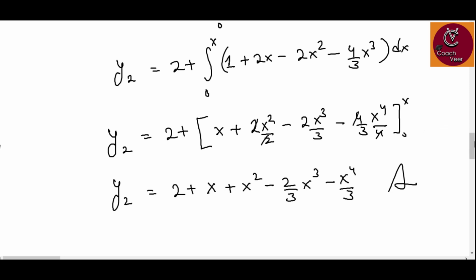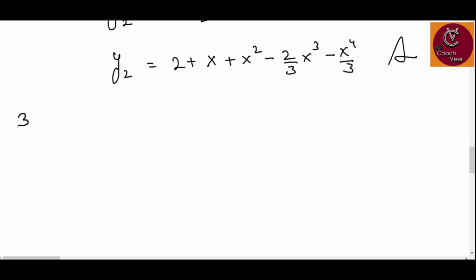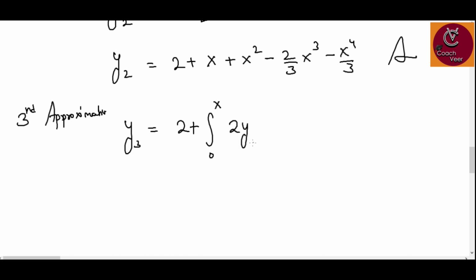Similarly it goes for the third approximation. Let's write the third approximation. So when we do the third approximation, we get y3 is equal to 2 plus the integral from 0 to x of 2y, now it's not 1, it's the one before this, so y2 will come, subscript 2, negative 2x cube, negative 3. This whole thing is integrated with respect to x. Now y3 is equal to 2 plus the integral from 0 to x. That is what I'm going to write.